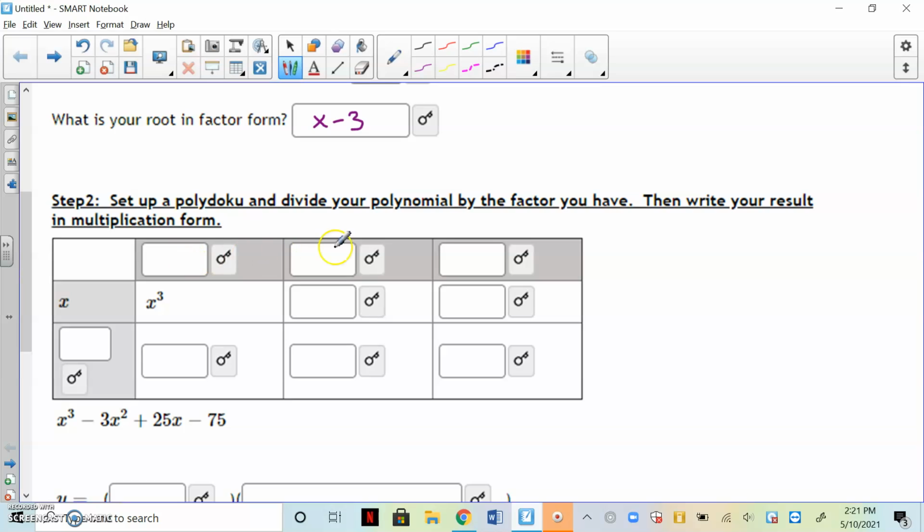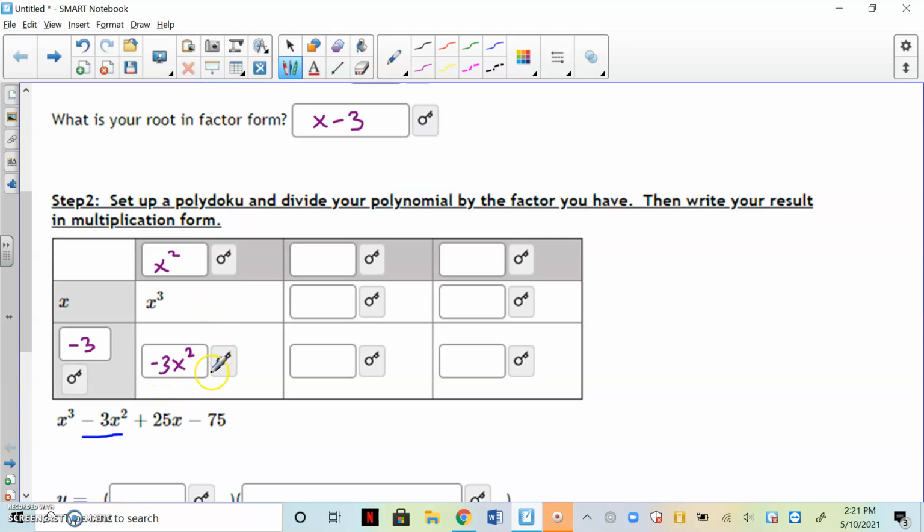We don't know what this top part is because that's what we're trying to find, but we do know that we'll put a -3 right here in this box for the x minus 3 factor. And now we have to do a little bit of Polydoku. So x times what is equal to x cubed? That's going to be x squared. And then x squared times -3 is -3x squared. And this is when we run out of information and we need to look below to see what goes in the next box. So right now I have -3x squared, and according to this, I need to end up with a total of -3x squared.